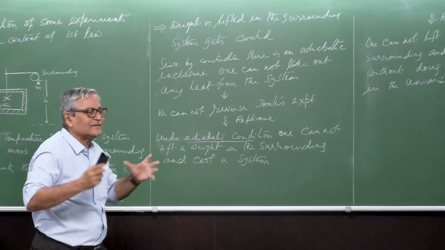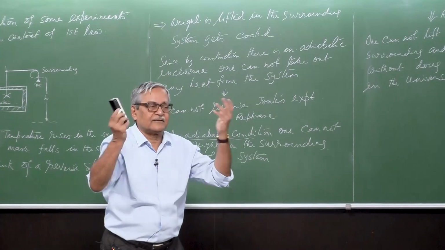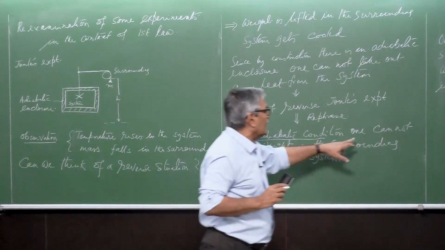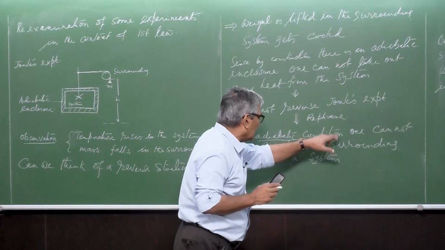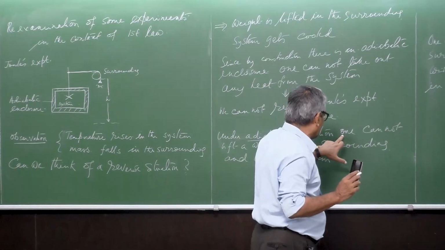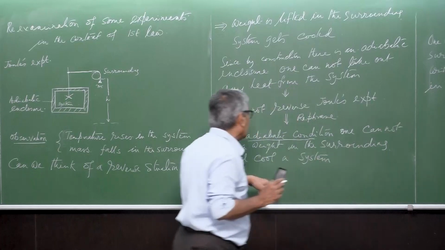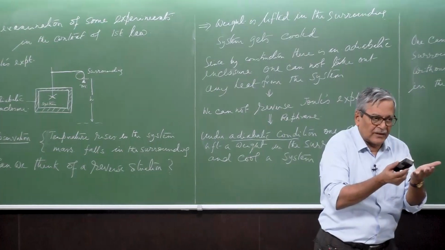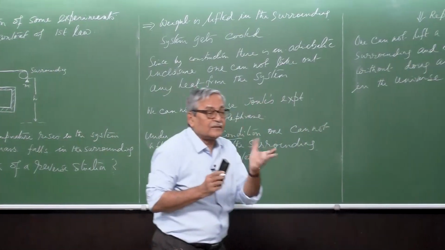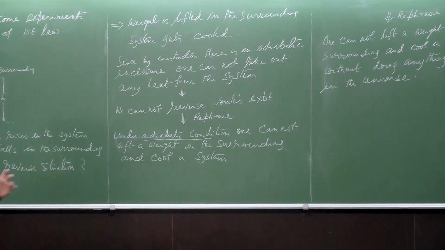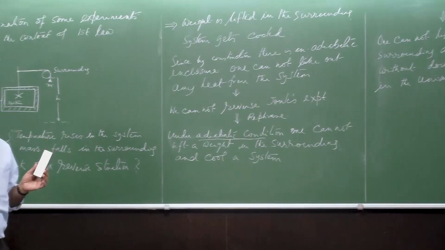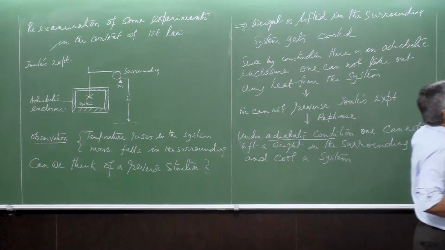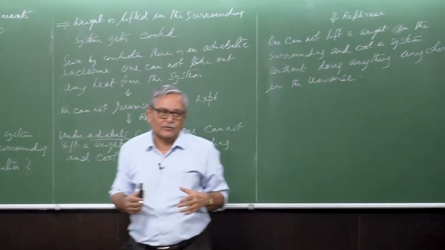Under adiabatic condition is a stringent condition. So if I don't want to use that phrase, then one cannot do this. Under that condition, it may be possible for us to cool a body, cool a system and lift a weight in the surrounding. But adiabatic condition actually prevents us all throughout. So we must do something somewhere. Without doing something somewhere, we cannot actually do this. This is a standard statement of the second law that we will find in the books.